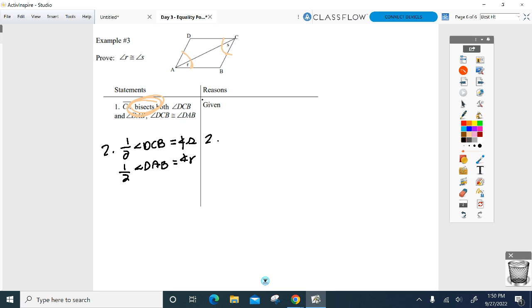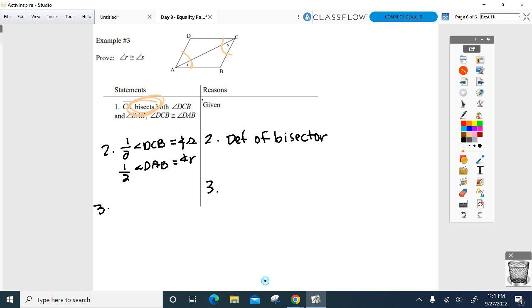I need a reason, though, and it's not halves of equal quantities. Why did you take half of DCB? What was up there in the givens that said, I'm taking half of that? Bisector. Definition of bisector. Good. Now let's look what we have. Do I have two equal angles? Yeah. Given. Did you take half of it? Yeah. Step 2. Done.